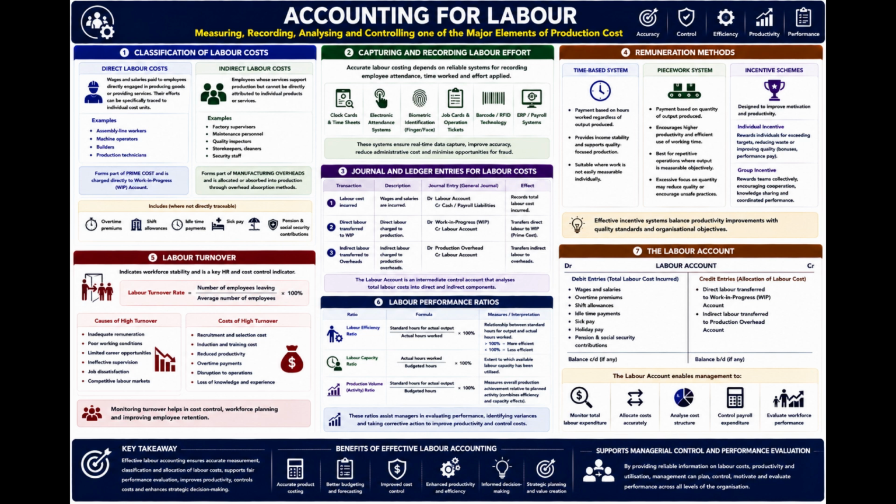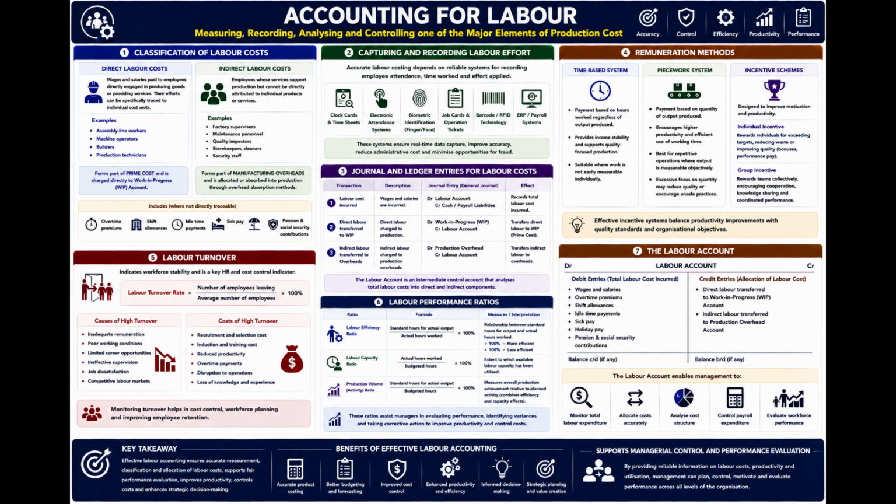Management accounting also employs labor performance ratios to evaluate operational efficiency. The labor efficiency ratio measures the relationship between standard hours for actual production and actual hours worked. A ratio exceeding 100% indicates greater than expected efficiency. The capacity ratio measures actual hours worked relative to budgeted hours. It evaluates the extent to which available labor capacity has been utilized. The production volume activity ratio compares standard hours for actual output with budgeted hours. This ratio measures overall production achievement relative to planned activity and combines both efficiency and capacity effects.